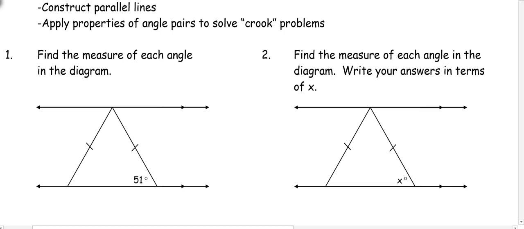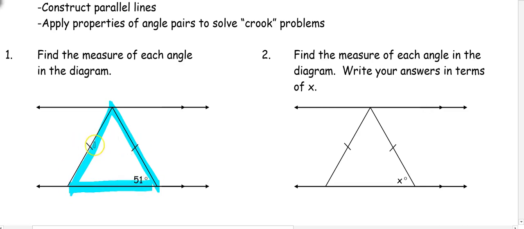This video is about constructing parallel lines and applying properties of angle pairs to solve crook problems. So in number one, we want to find the measure of each angle in the diagram. So right now we have two parallel lines with a triangle inside.